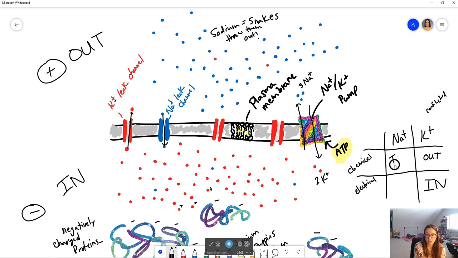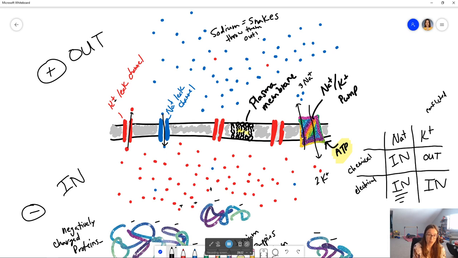Now we have to look electrically at what sodium wants to do. Sodium is also a positively charged cation, just like potassium was. So remember, opposites attract. Where is sodium going to want to go? Is it going to want to stay in the positive outside, or is it going to want to go into the negative inside? Since opposites attract, sodium is going to want to go into the negative inside. And so sodium is pretty sure, sodium is not conflicted. Sodium really definitely wants to go through these leak channels.